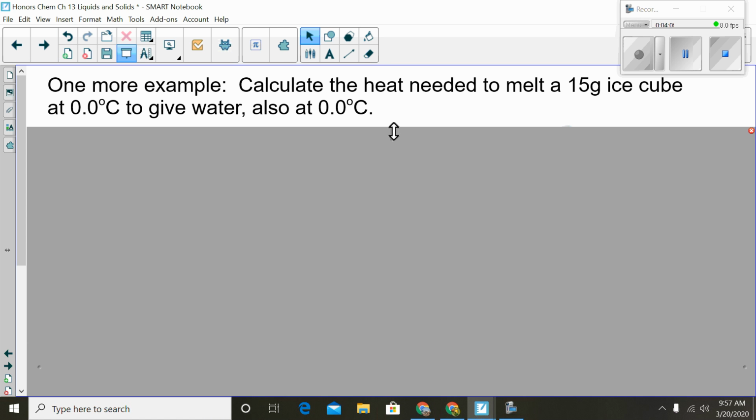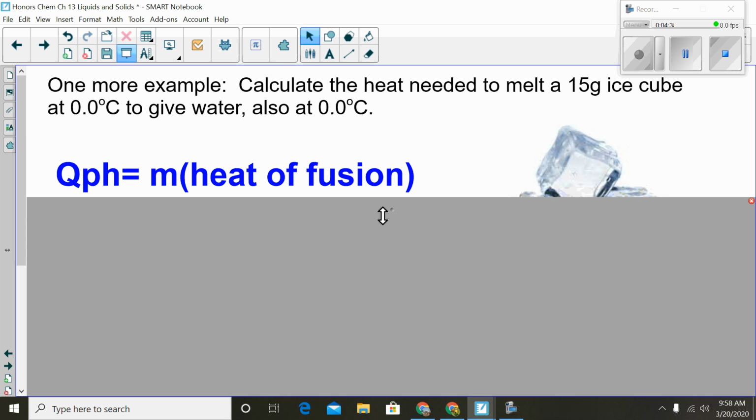All right, now it says calculate the heat needed to melt 15 grams of an ice cube. And if it's melting, I just provided the temperature to you. It's 0 degrees to give water at 0 degrees. If it's melting, that is solid to liquid, so it's 0 and 0. So if you notice the temperature doesn't change, you don't need to use that. I'm just telling you I can provide that to you, but you don't have to use it. Temperature is out of the equation for these problems.